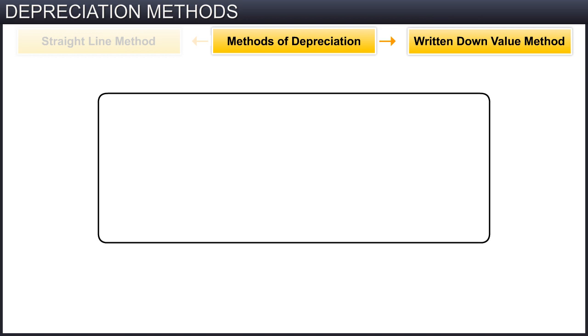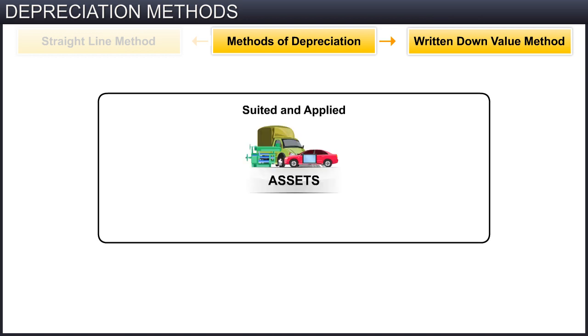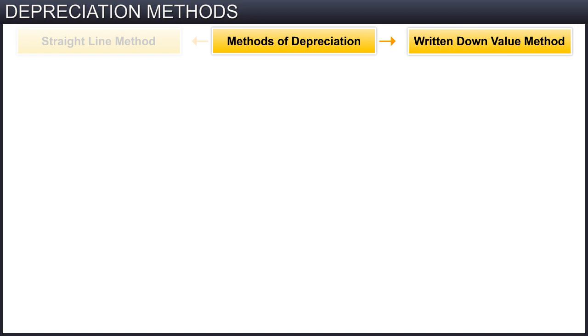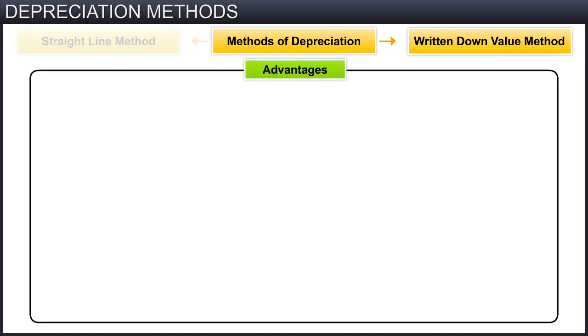This method of depreciation is usually suited and applied to those kinds of assets which generally attract increasing repair and maintenance expenses over time, and where the obsolescence rate is high. So, this method is extremely suitable for assets like machinery and vehicles. Going on, let us focus on some of the advantages of this method.